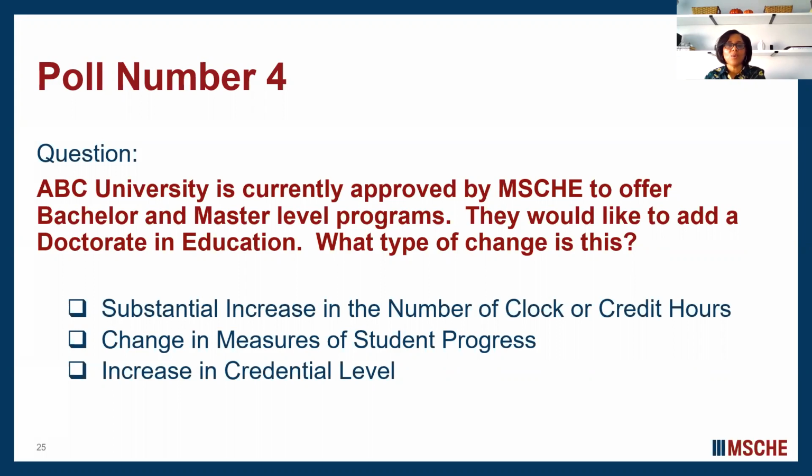It looks like 1% says it's a substantial increase in the number of clock or credit hours, and 99% of you said it's an increase in credential level. And 99% of you are correct. It is an increase in credential level because the institution is already approved for the bachelor's and master's degree level programs. And adding the doctorate level program would be considered a higher level. So they would have to submit a request for the increase in the credential level.